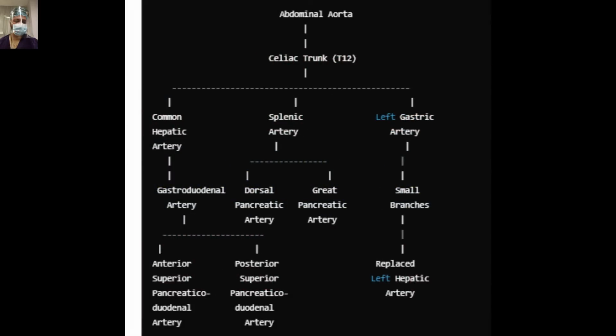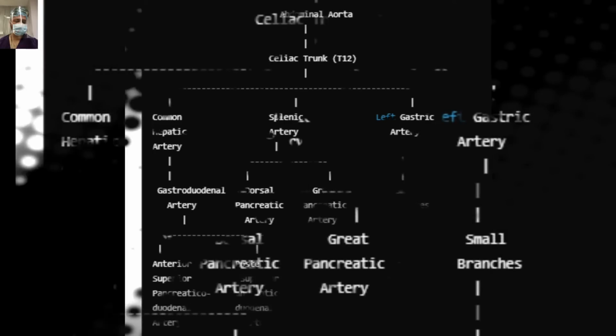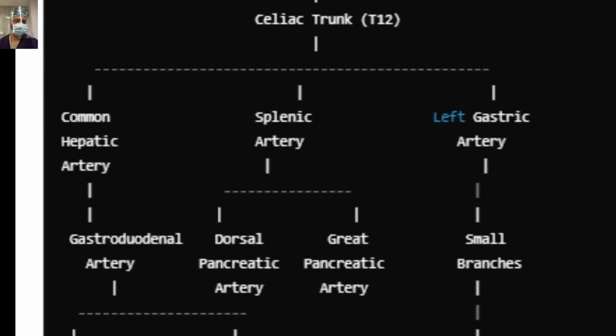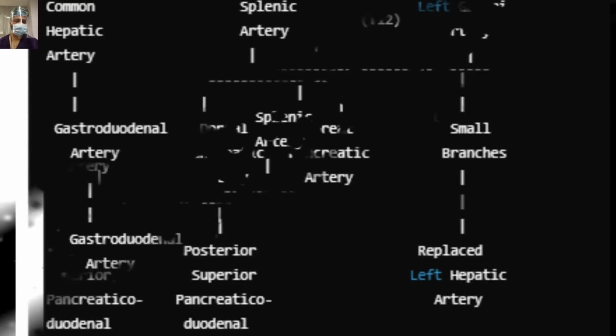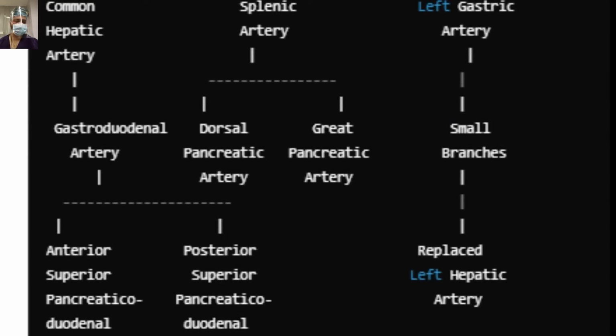So friends, as all of you are aware, the celiac trunk arises as a direct branch from the aorta at the level of T12. There are three branches: common hepatic artery, splenic artery, and left gastric artery. From the common hepatic artery arises the gastroduodenal artery, which divides into the anterior and posterior superior pancreaticoduodenal artery. From the splenic artery, we get the dorsal pancreatic artery and the great pancreatic artery. And from the left gastric artery, sometimes there will be a replaced or accessory left hepatic artery.